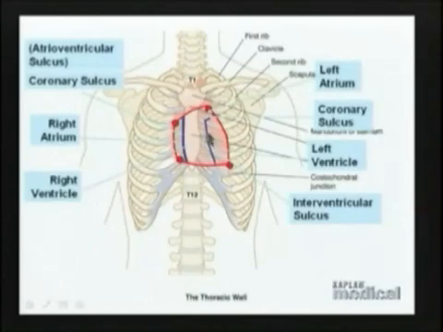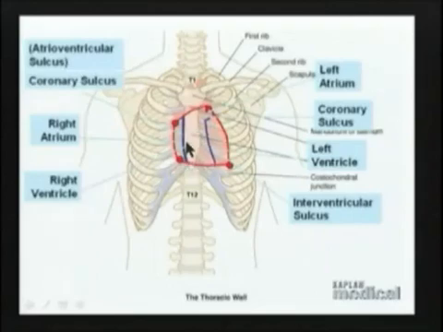This also allows us to look at the overall outline of the heart and say that the entire right border of the heart is being formed by the right atrium. We see that most of the left border of the heart is being formed by the left ventricle, with just a little bit of the upper end of the left border being formed by the left atrium. We see that most of the anterior wall of the heart is being formed by the right ventricle.